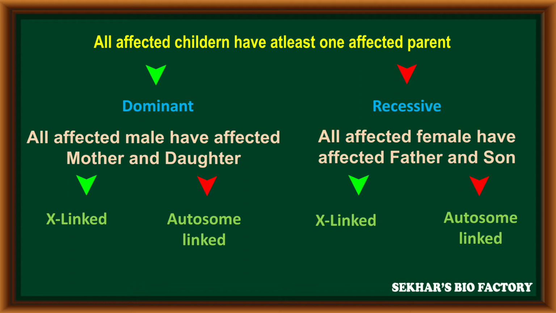So just with this tip, immediately by looking at a pedigree chart, we can identify whether it is X-linked dominant or autosome-linked dominant, X-linked recessive or autosome-linked recessive. It is an important trick to identify this pedigree chart. Along with that, some more information is there to confirm our result.